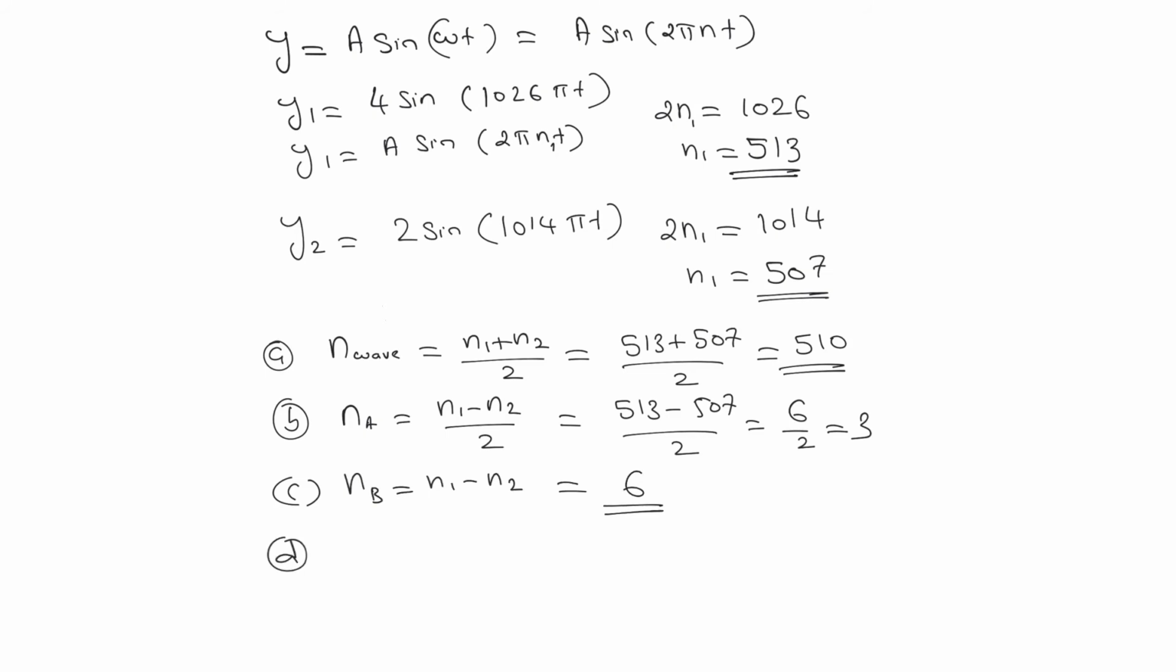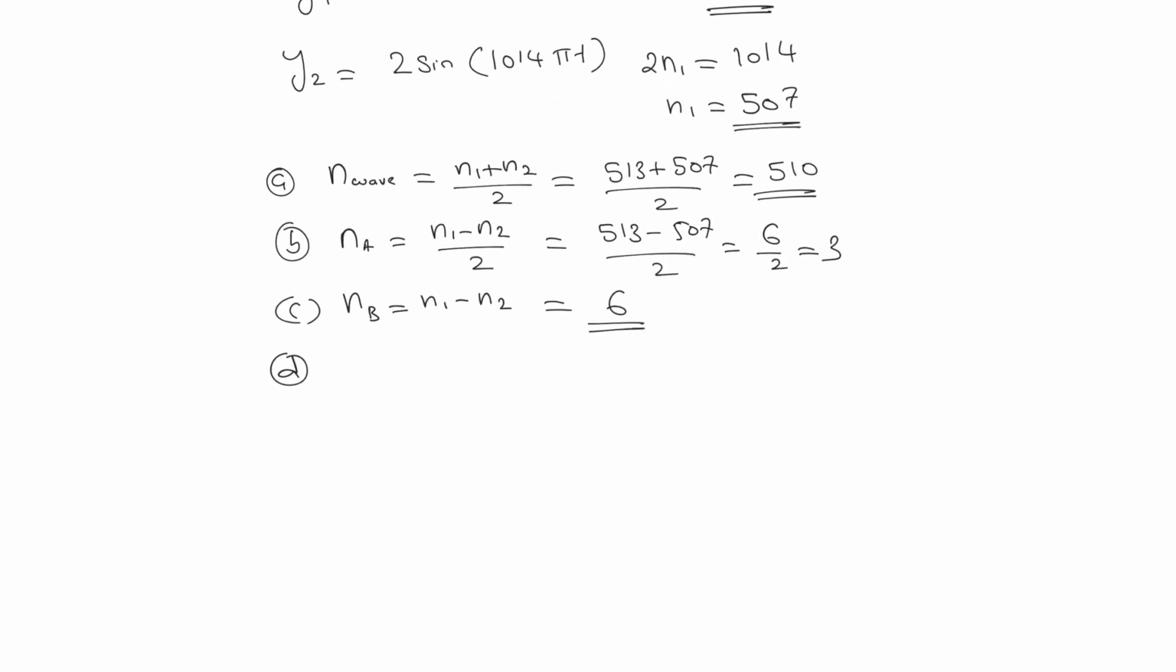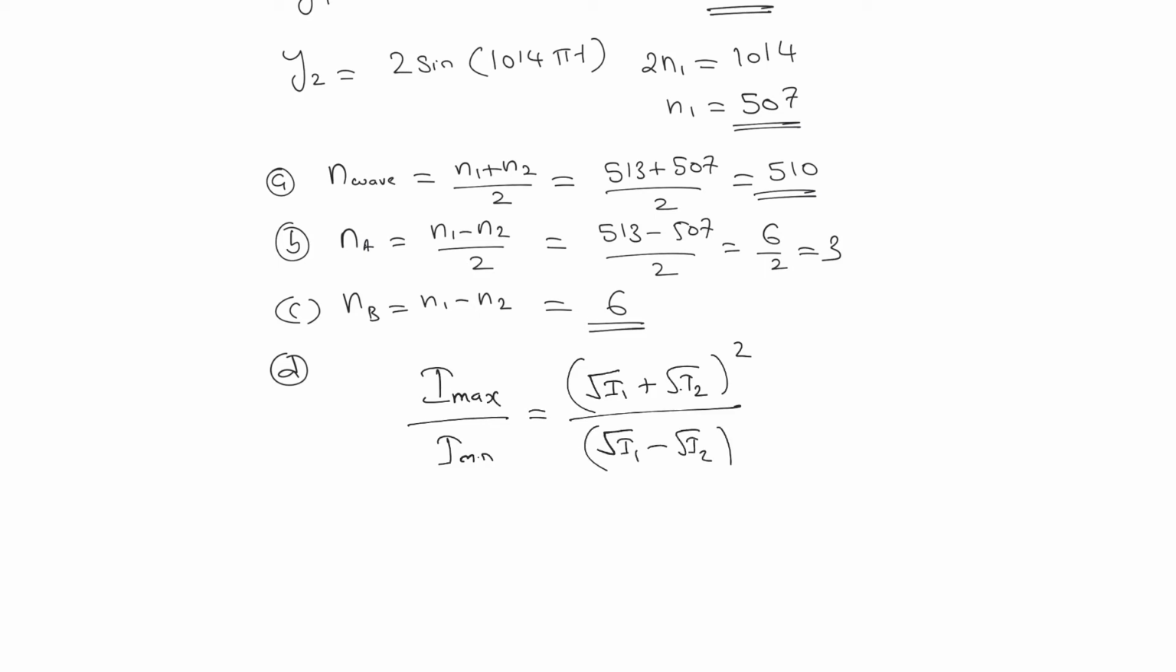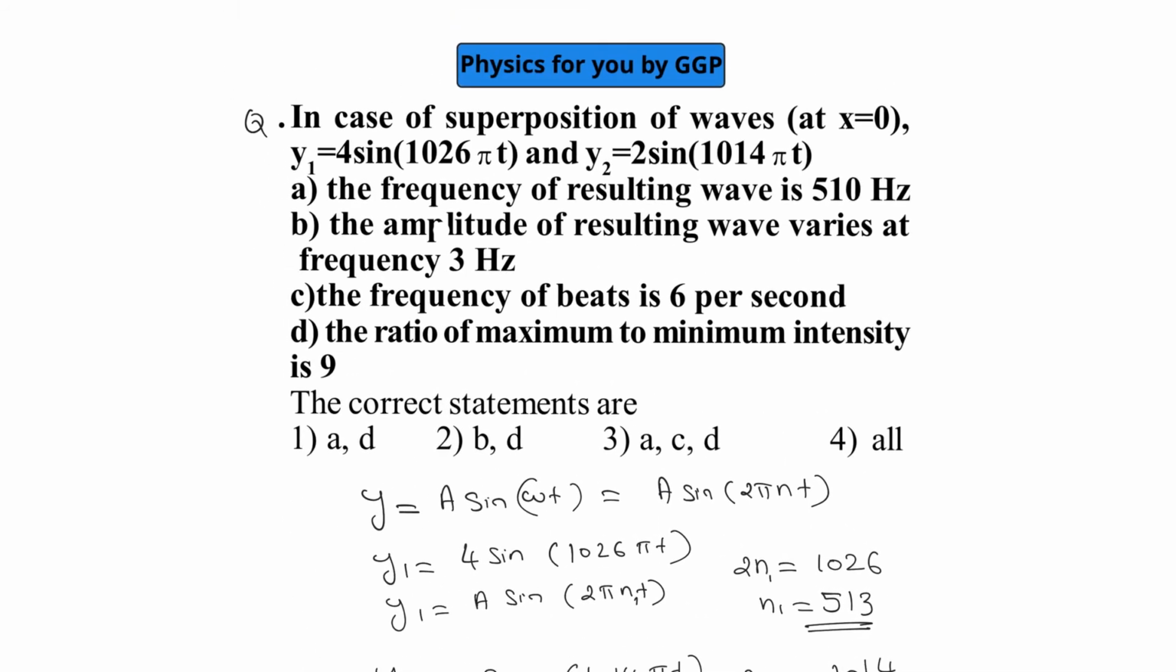And in option D, it is given the ratio of maximum to minimum intensity. We know that the ratio of I max to I min, where maximum intensity is basically root of I1 plus root of I2 the whole square, and minimum intensity is root of I1 minus root of I2 the whole square. So the amplitude of one wave is given as 4, another one is given as 2.